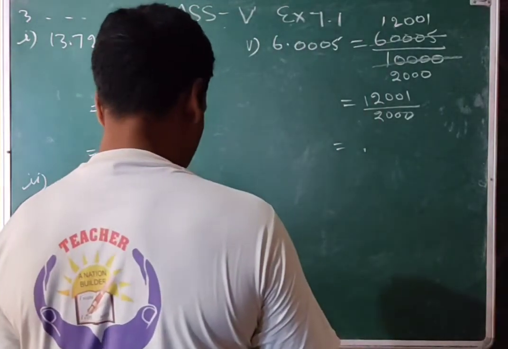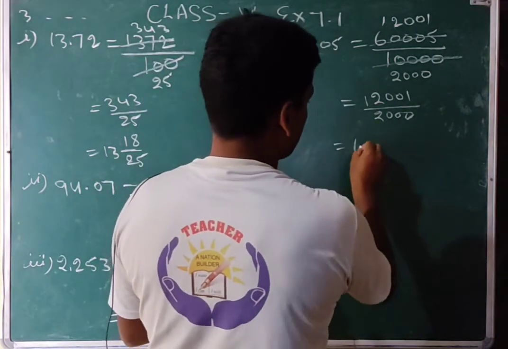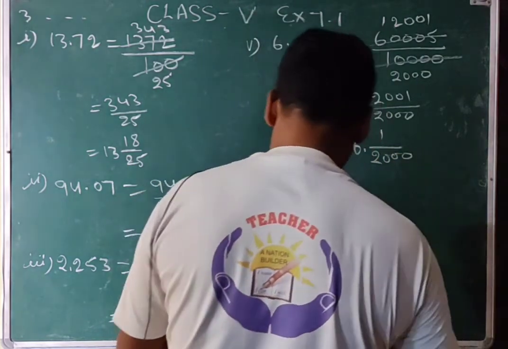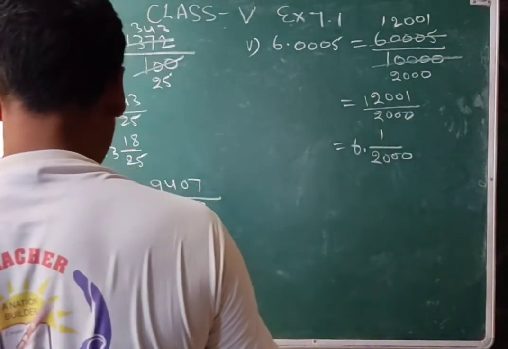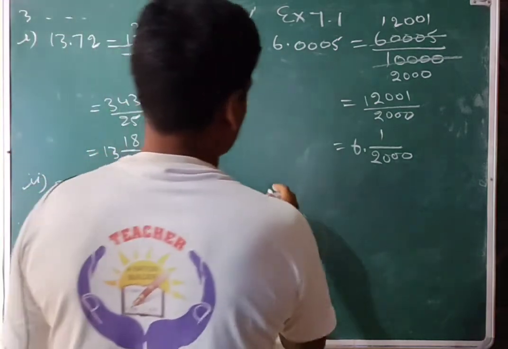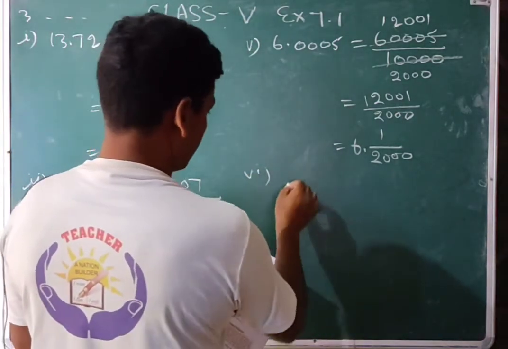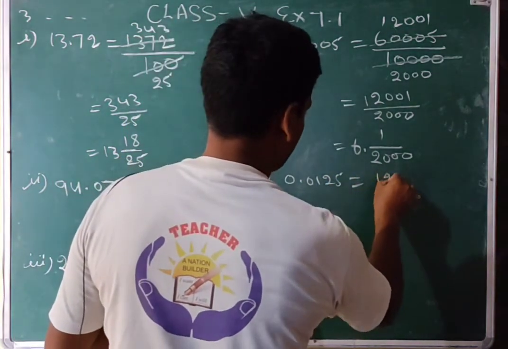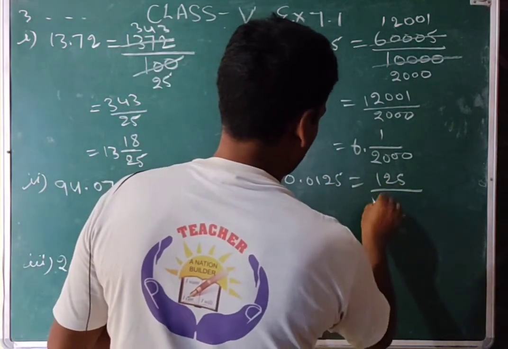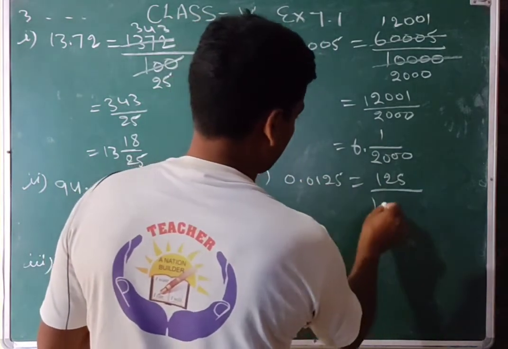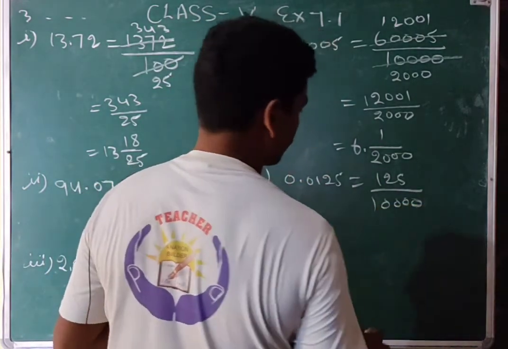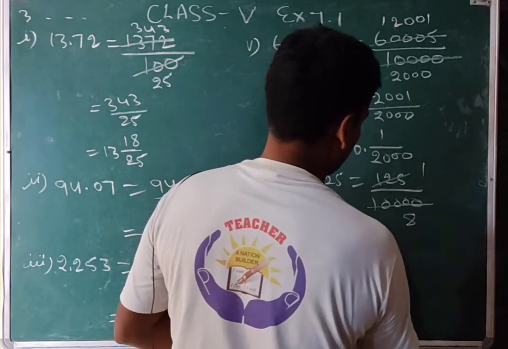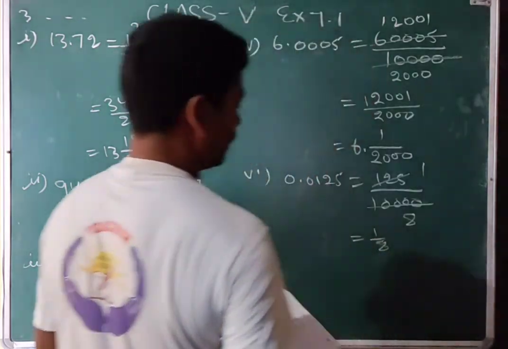How many times will it go? 6 times. 2 6s are 12. 6 whole 1 upon 2000. And then after the 6th part, see that 0.0125 is equal to 125 upon 10000. After the decimal 1 2 3 4 digits. So 125 cancels, 125 8s are 1000, so that is 1 upon 8.